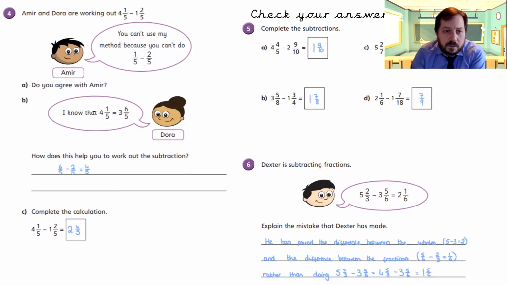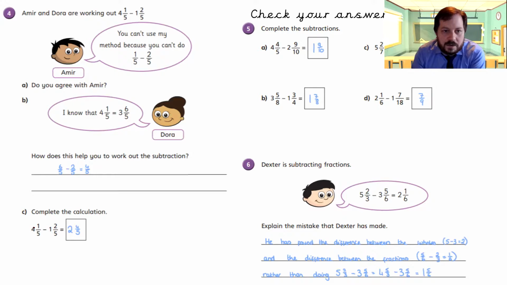So Amir and Dora are working out 4 and 1/5 minus 1 and 2/5. Amir says you can't use my method because you can't do 1 minus 2/5. Do you agree with Amir? There's a way around it. Yes, I know that 4 and 1/5 is equal to 3 and 6/5. So she's actually shown that you can do it. You can then do 6/5 minus 2/5, which is 4/5.